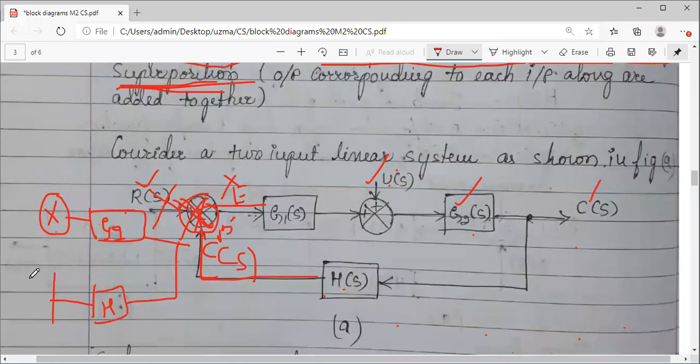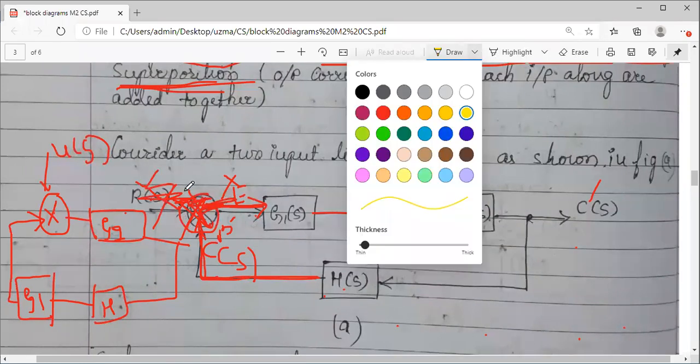So what I will do? Directly I will take G1, because there is no summer point. R of S is not there. So directly the line from H of S will link to G1 of S. After this, it should go to the mixer. And what is the one more input of the mixer? U of S. So this is how the system looks.